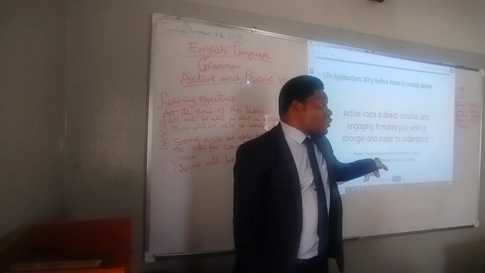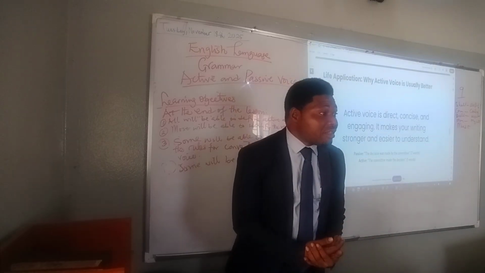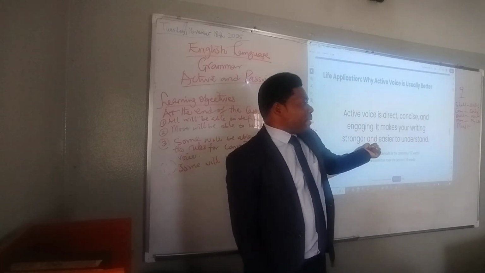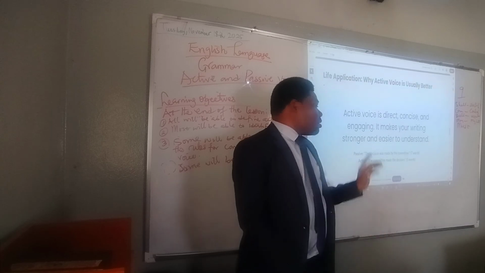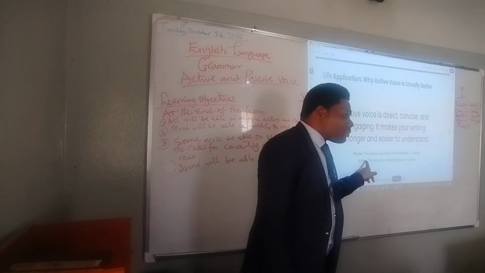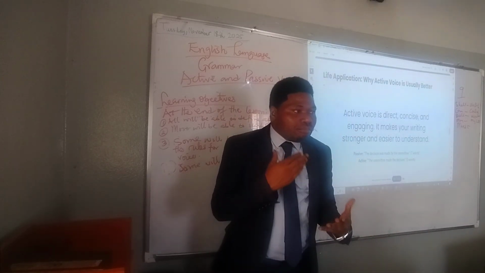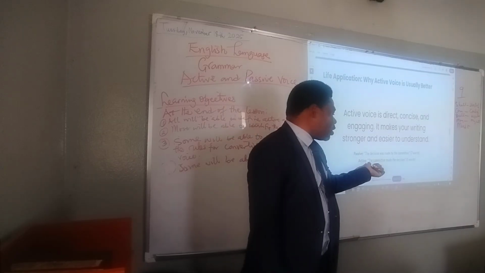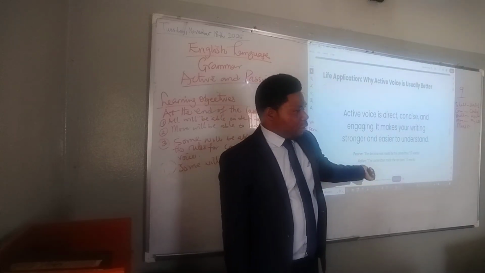So to write a story that requires lengthy words, you use what? Passive, and then you can bring in active. But to write something like a summary that requires brevity of words, you need more of what? Active voice. Do we understand?